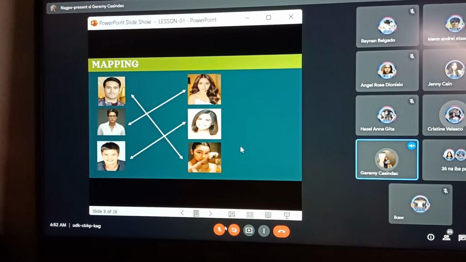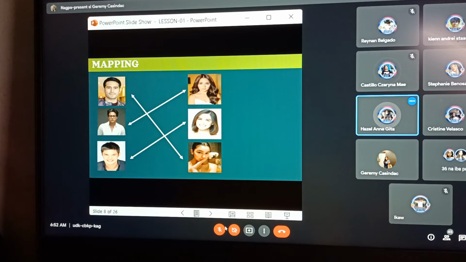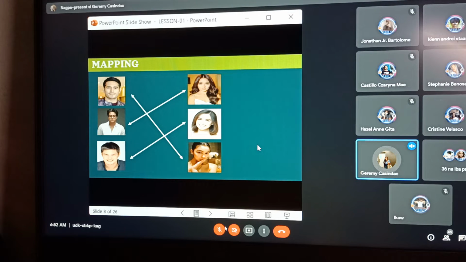For Marian. So, what do you think, this given example of a mapping, is it a function or not a function? Okay, how about you, Jonathan? Function po. Function. Bakit function? Because?